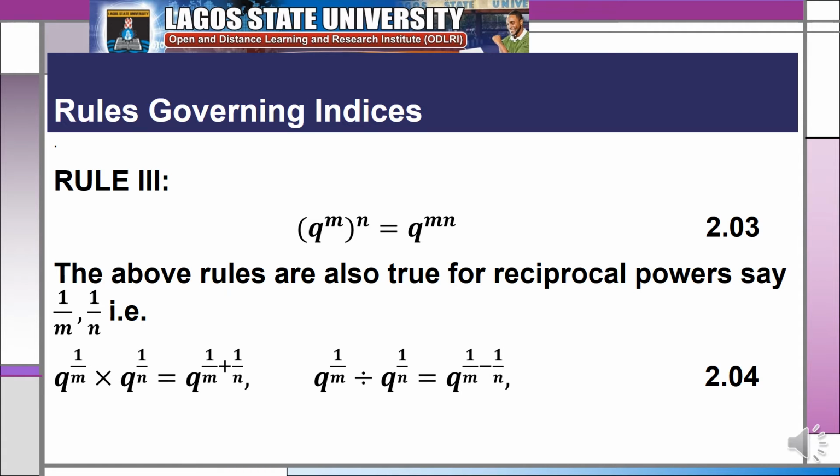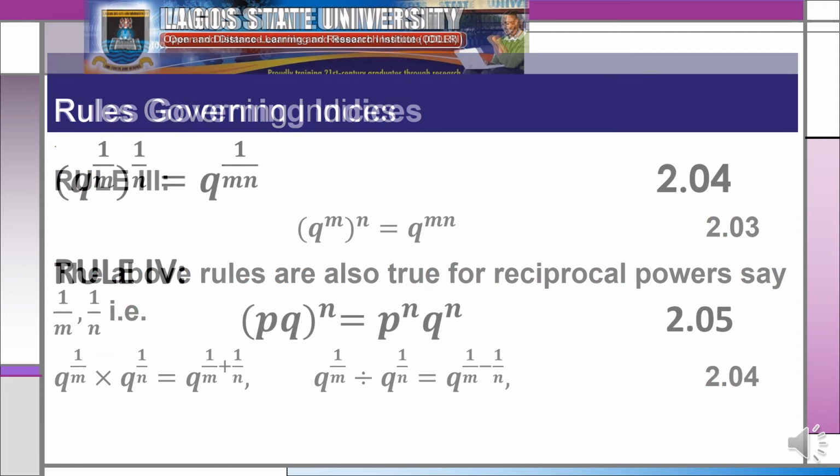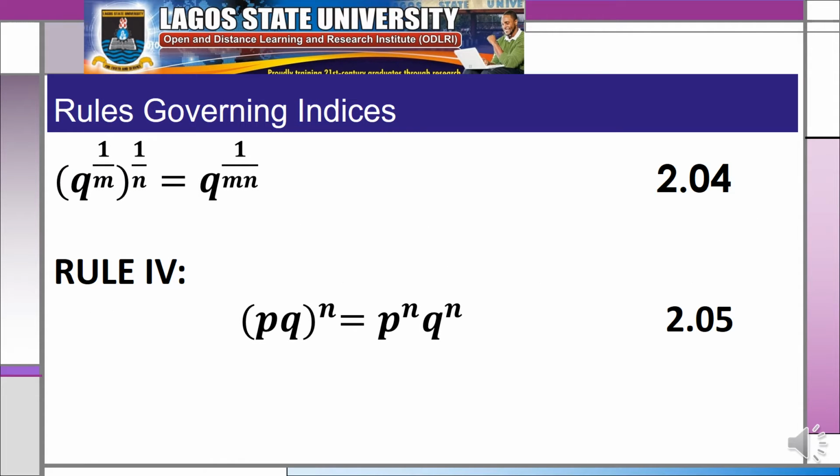In terms of multiplication, the reciprocal powers are added. In terms of division, the reciprocal powers are subtracted. And also, when you have q raised to power 1 over m, in brackets, raised to power 1 over n, it is the same as q raised to power 1 over mn. Also, rule 4. pq raised to power n is the same as p raised to power n times q raised to power n.